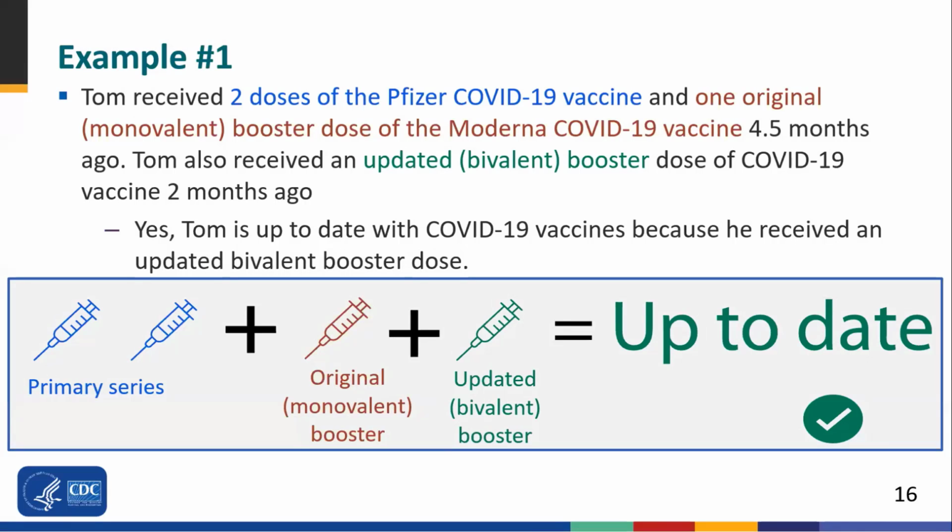Now we will go over some examples. In the first example, we will use the name Tom. Tom received 2 doses of the Pfizer vaccine and 1 dose of the Moderna vaccine as a booster. He also received a bivalent booster dose 2 months ago. Is Tom up to date? The answer is yes. Tom is up to date with COVID-19 vaccines because he received an updated bivalent booster dose.